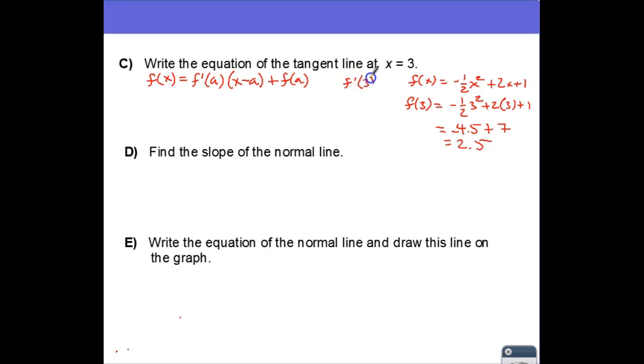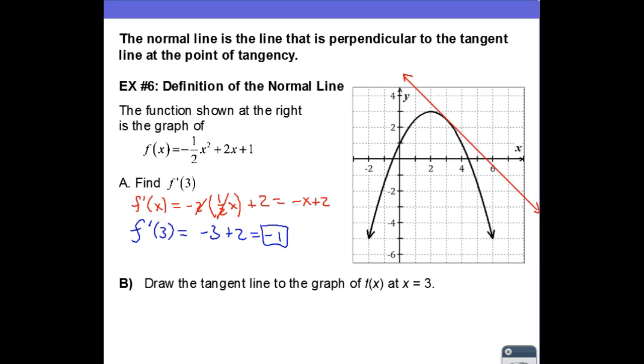So now I know what f of 3 is, and we already knew what f prime of 3 was. F prime of 3 is equal to negative 1 from part A. So now we can just fill in our formula for the tangent line. Y equals f prime of 3, which is negative 1, times x minus 3 plus 2.5. And now we've got the equation for that tangent line that we just sketched in.